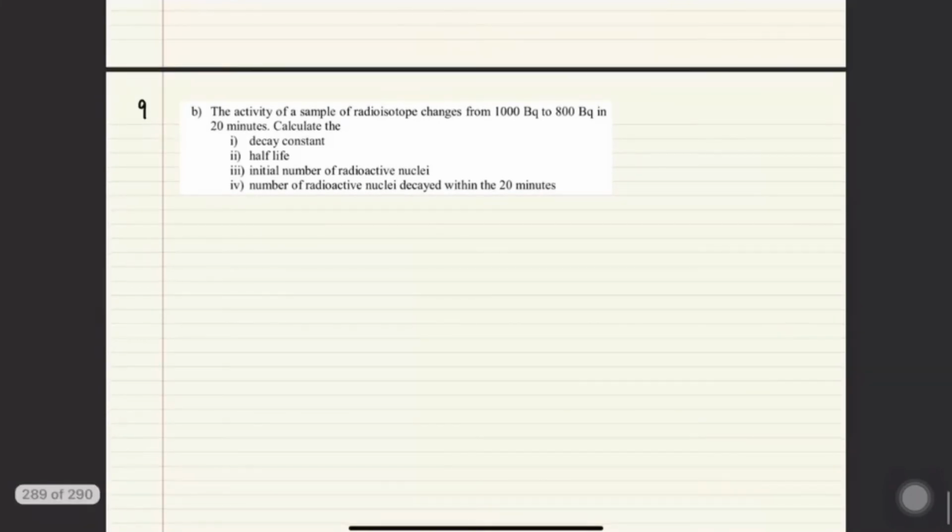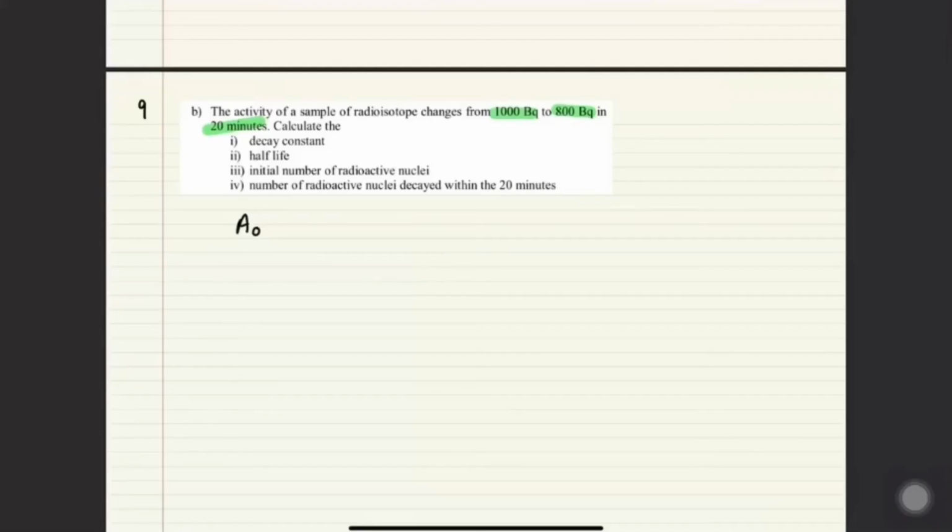Okay, yang B tu dia kata 1000 becquerel dengan 800 becquerel in 20 minutes. Maksudnya initially A0 dia, okay, kalau macam ni kan saya suka buat macam timeline tau. So when t is equals to 0, we are talking about initial quantity. So A0 dia sama dengan 1000 becquerel. Lepas tu bila dia dekat t after 20 minutes, dia punya A dia now becomes 800.